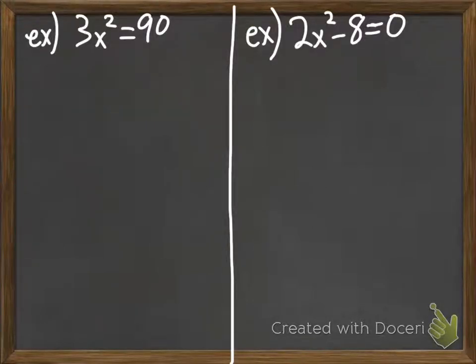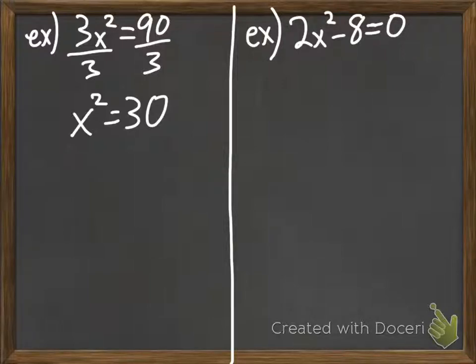So, here's an example with b equals 0. We don't have a b term. We don't have that x. We have the x squared. All we're going to do is solve this like it's an x until we get to a certain point. So on the left, if this is 3x squared equals 90, well, if it was just 3x, I would divide by 3. Dividing by 3 gives me x squared equals 30.